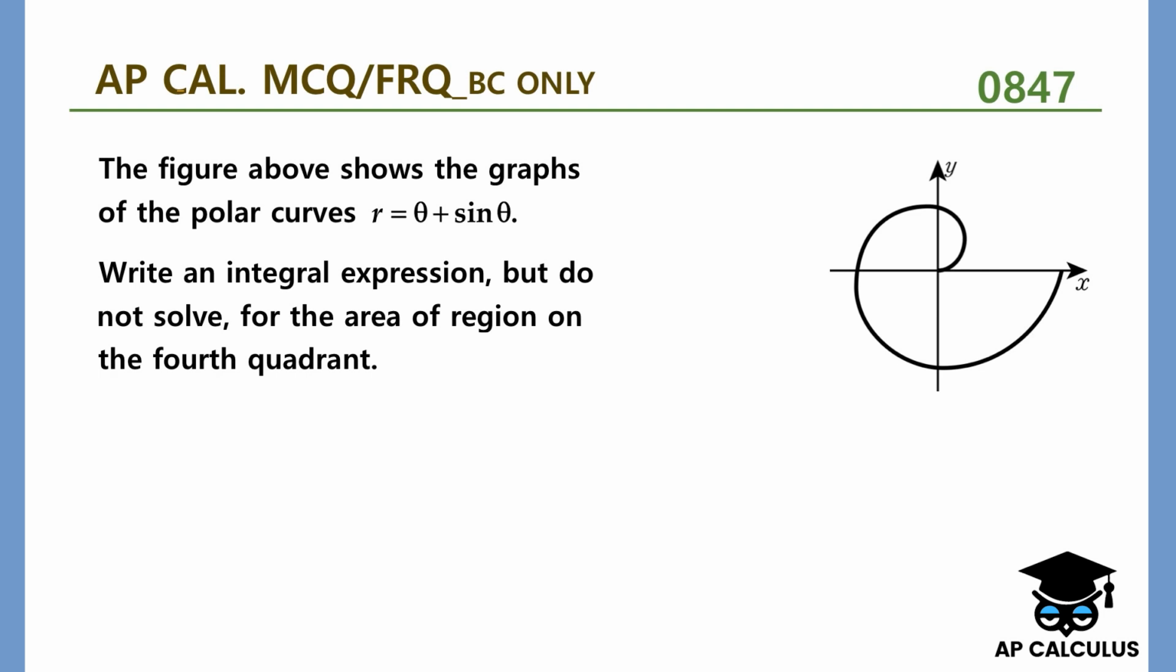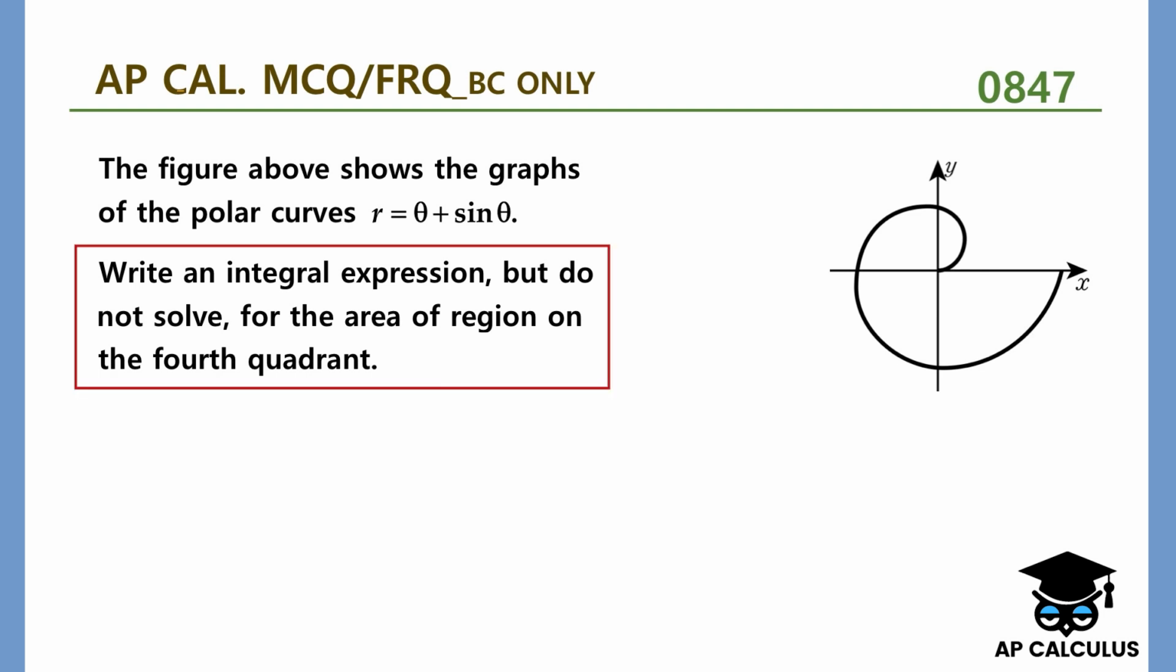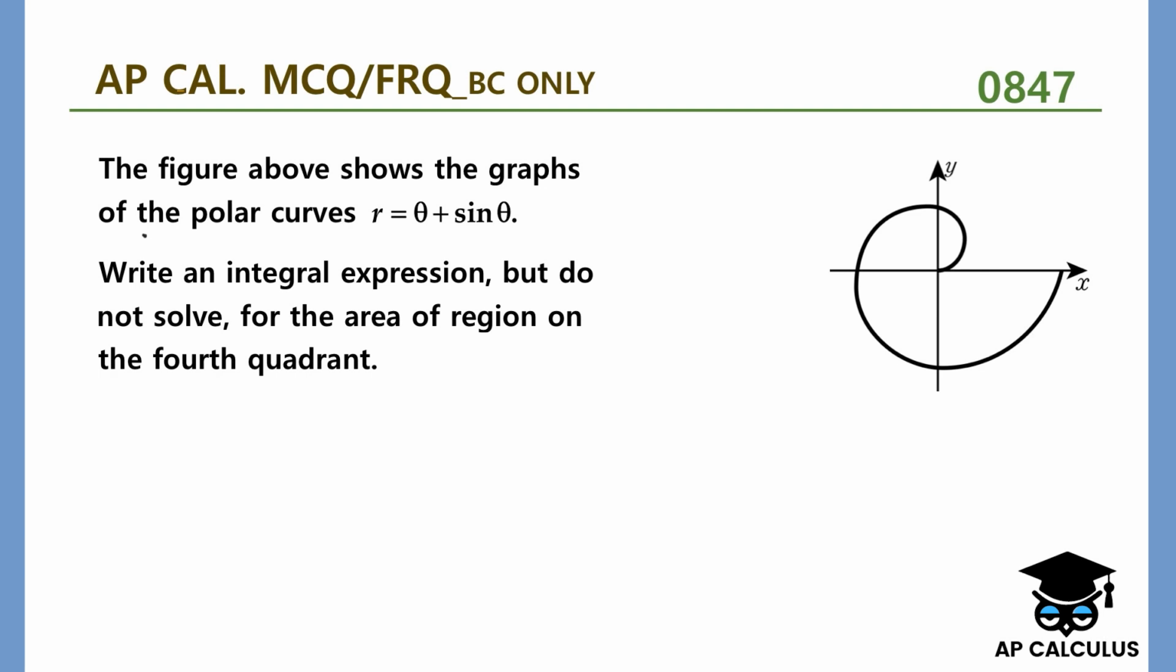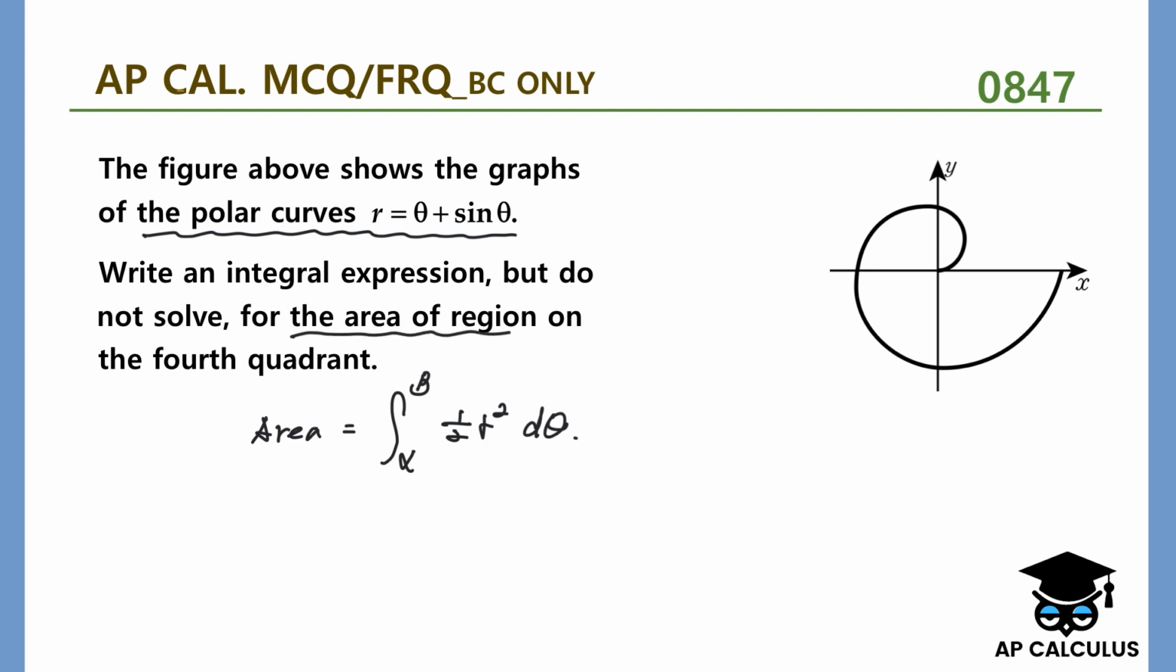Question 847. Write an integral expression but do not solve for the area of the region in the fourth quadrant. Okay, when the polar curve is given, the area is equal to the integral from angle to angle of 1/2 r squared d theta. That's our formula, and we're looking for the area of the region in the fourth quadrant. Here, if angle is equal to 0, r is equal to 0, so the graph starts at this point right here.